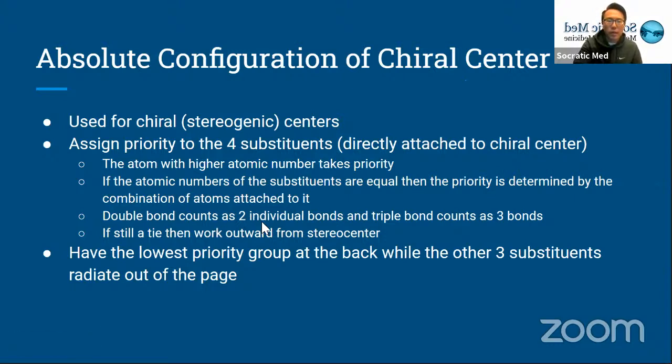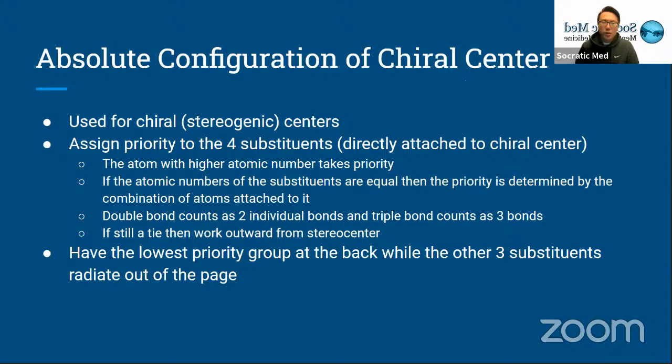So if a carbon is double bonded to another carbon, then you have to count that as 2 single bonds to a carbon. And for triple bonds, same thing. If a carbon is triple bonded to another carbon, then you have to count that as 3 single bonds to a carbon when counting priority. And likewise, if it's still a tie, to determine the priority, you have to keep working outwards from the stereocenter. So consider the other atoms attached to that carbon.